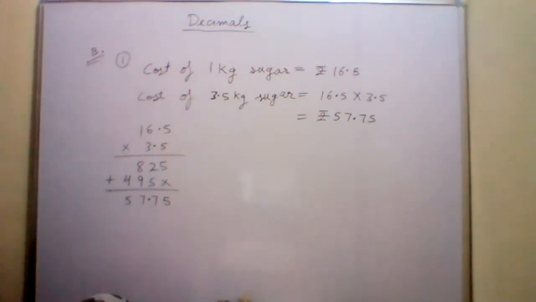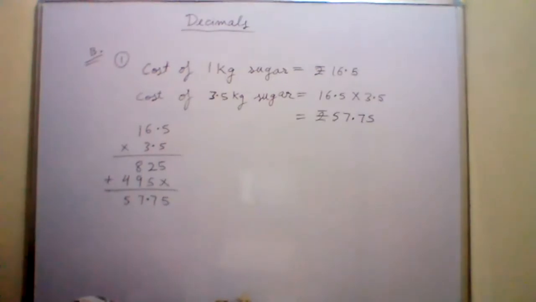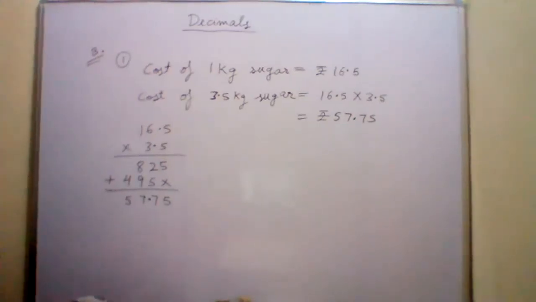Have you all understood this? Yes, sir. It is easy. Sir, how do we know where we have to put the decimal? Sorry, beta, once again. How we know where we have to put the decimal in the answer. Count, beta.